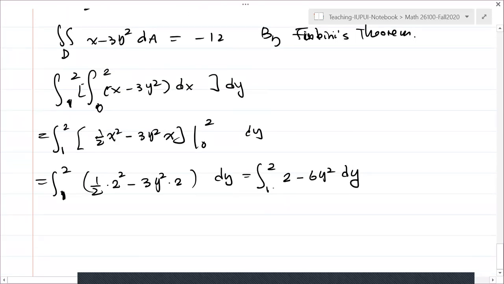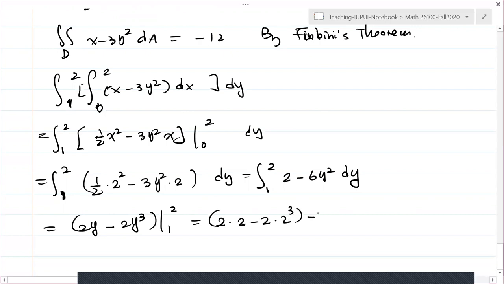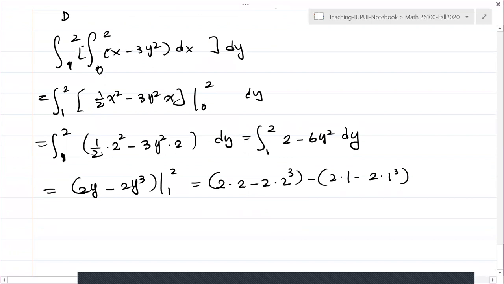Now the antiderivative of that function will be 2y minus 2y cubed. Evaluate at the two endpoints. 2y cubed, because when you differentiate, you get 6y squared. So let's do this: 2 times 2 minus 2 times 2 cubed, minus 2 times 1 minus 2 times 1 cubed. The second term is 0. So I got 4 minus 16, so it's still negative 12. It's the same answer. Great.